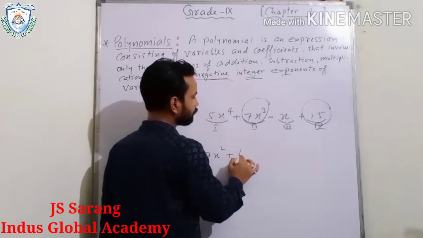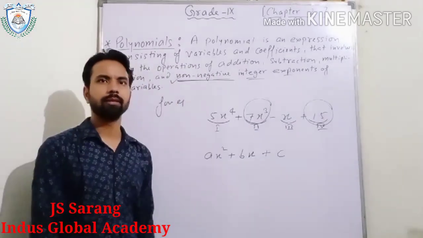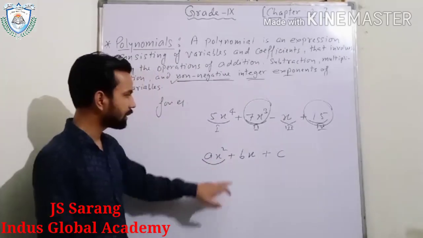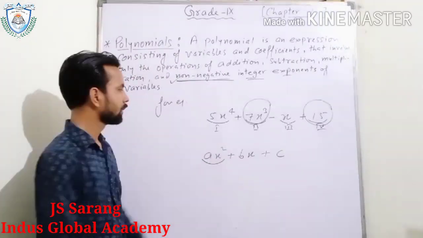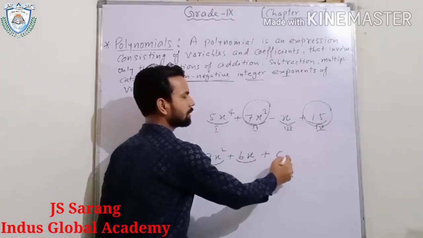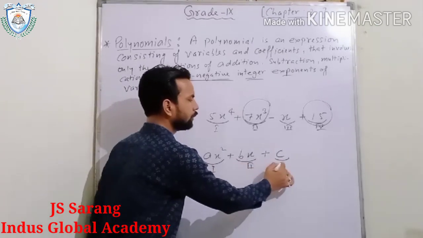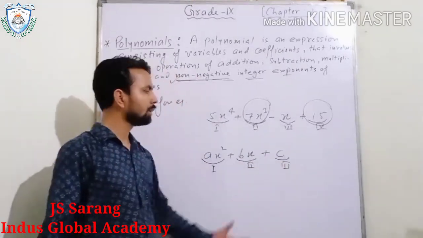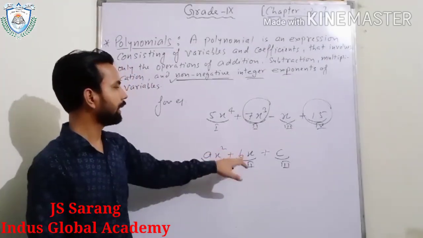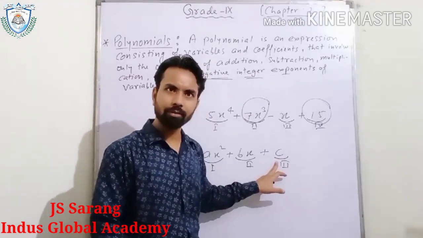ax square plus bx plus c. How many terms are here? Simple. First term is ax square. This is before the plus sign. And after plus there is bx. And after this plus there is c. So how many terms are there? 1, 2 and 3. So there are 3 terms in this polynomial. First term is ax square. Second term is bx. And third term is c. Hope it is clear to everyone.